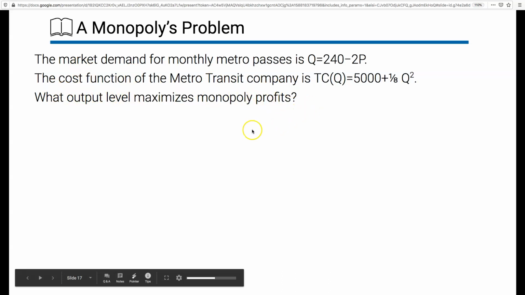And to answer that question, let's first write down the maximization problem. We want to maximize total revenue minus total costs, and total revenue is the product of price and quantity. And to express everything in terms of the output, we're going to use the inverse demand.